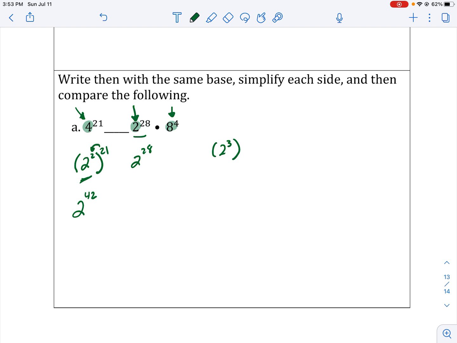And then this is 8 to the 4th, which we have 8 to the 4th. Power to a power, we multiply. So I get 2 to the 12th. Now when I multiply like bases, I add my exponents. 28 plus 12 gives me 2 to the 40th. Here I have like bases. They're both integers, so I then compare the exponents. And I know that the larger exponent is the larger number because they're integers, or they're whole numbers. 42 is larger than 40.